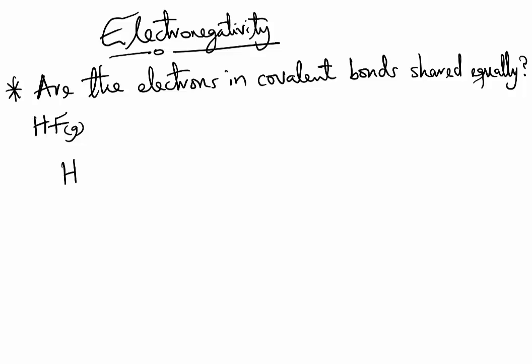Hydrogen is from group 1A, it will have 1 dot. Fluorine is from group 7A, it will have 7 valence electrons. And to form hydrogen fluoride gas, they will have to share electrons. Let us assume that they share these 2 electrons. This is then the question. Are these electrons shared equally? And the answer is no, they are not shared equally.